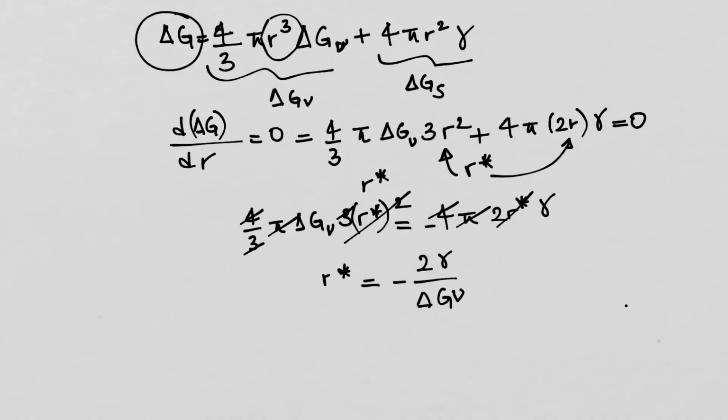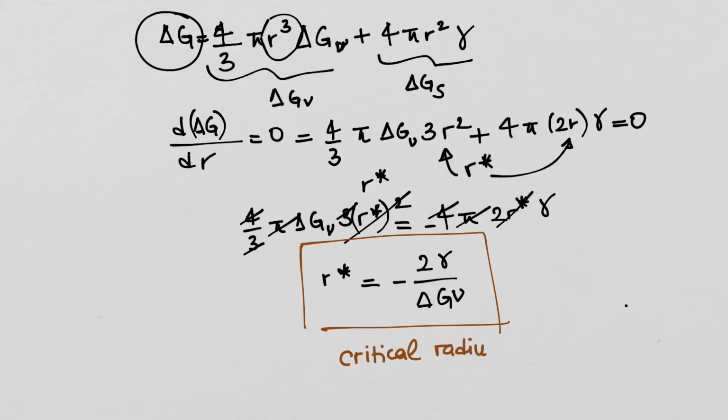Okay, so we found our equation for the critical nucleus size, which the book also calls the critical radius. Okay. So we found that equation.